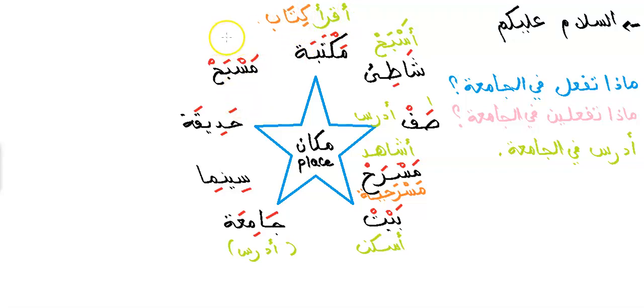مسبح would be the same thing as swim at the beach. أسبح في مسبح. And مسبح is pool. حديقة. What do we do in حديقة? And this is only I, the speaker. Either feminine or masculine, both would say أتمشى. I walk. أتمشى في الحديقة.